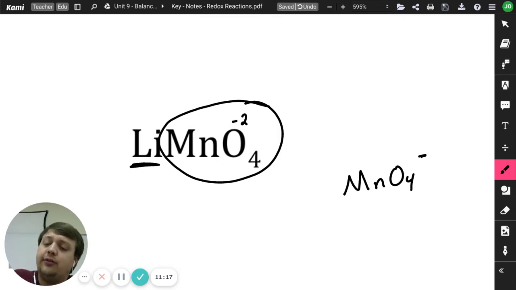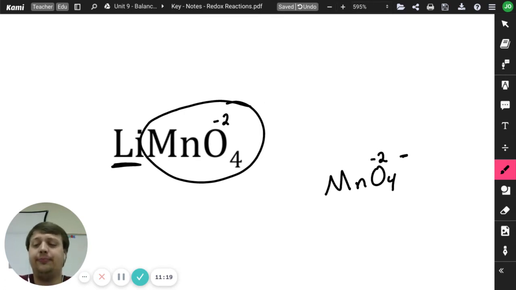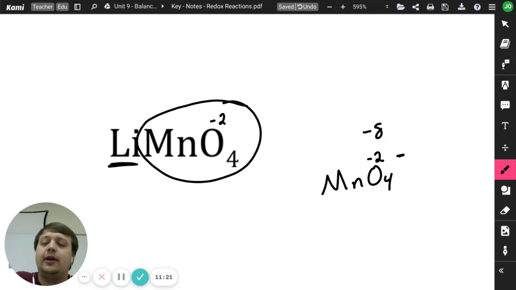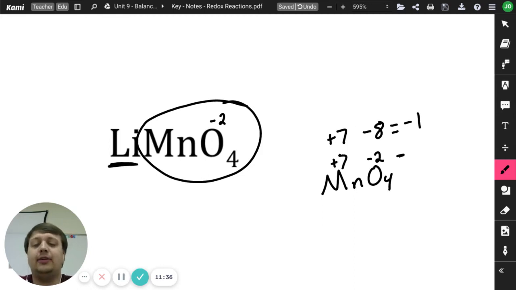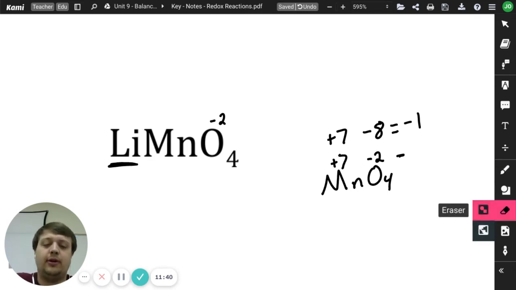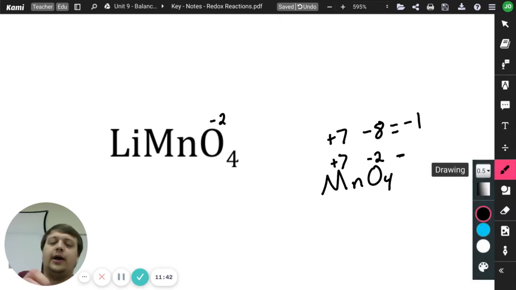So I know oxygen's oxidation number is negative 2. So I have a total of negative 8 coming from oxygen, right? Well, I want this to equal negative 1. So what do I need? I'm going to need a positive 7 to cancel that out, right? Which means I need my manganese to give me a positive 7 for its oxidation number. So I know that manganese has a positive 7.